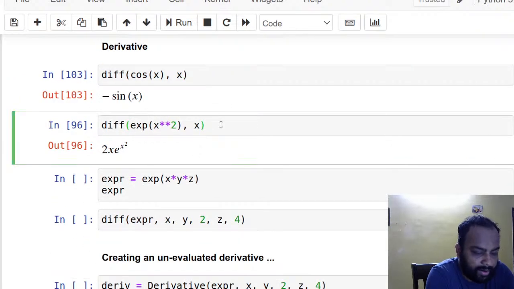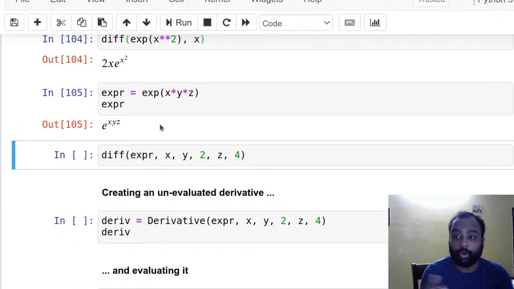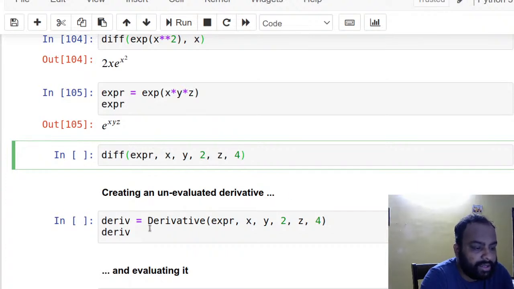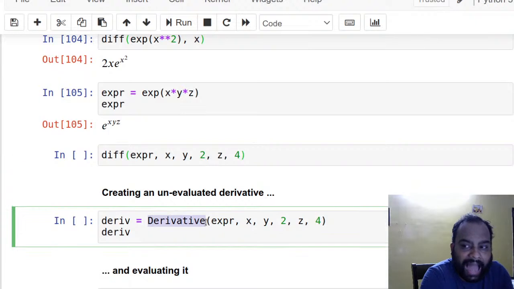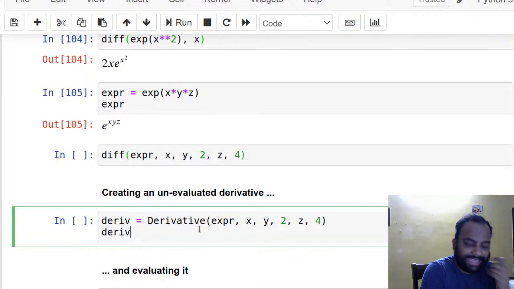All right. Now take an expression like e to the power xyz. Now we can do partial derivatives. Before actually doing the derivative, let me show you that we can create unevaluated derivatives. Unevaluated derivative means we can write down the derivative and do lazy computation on it. Lazy computation means we are leaving the expression just for the moment when we need it. I shall explain that later on.